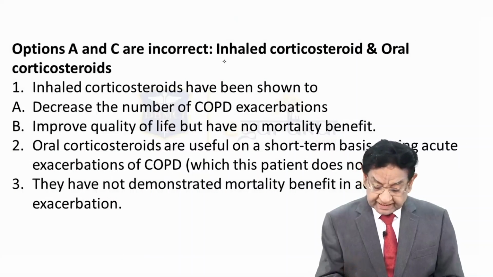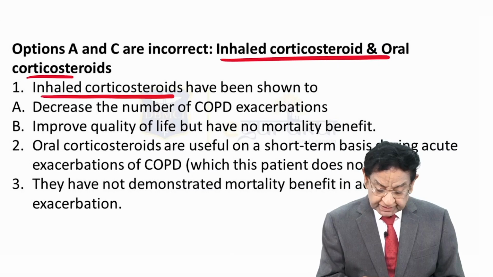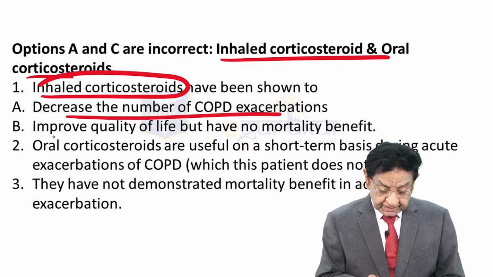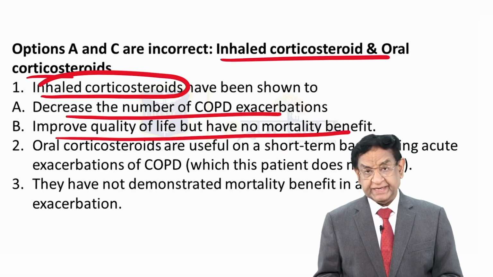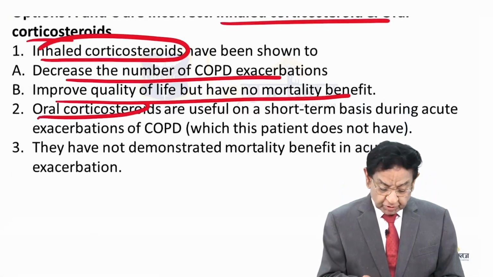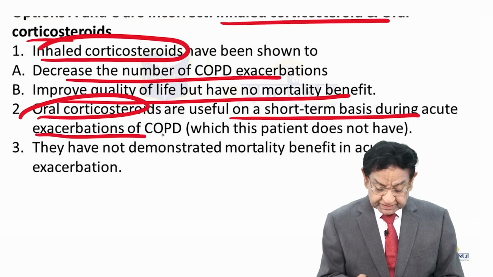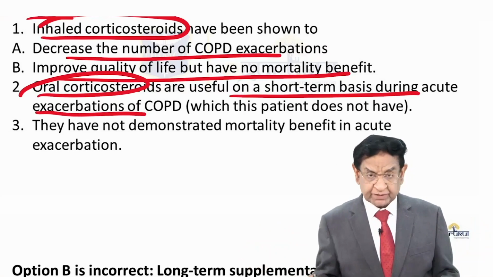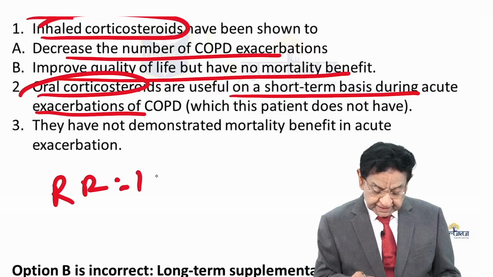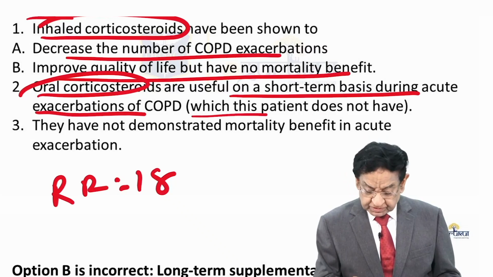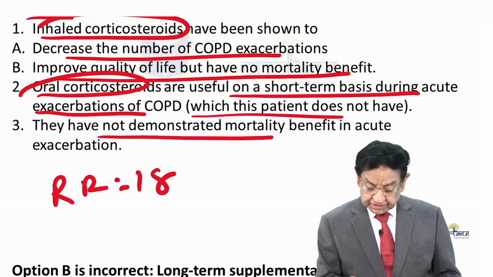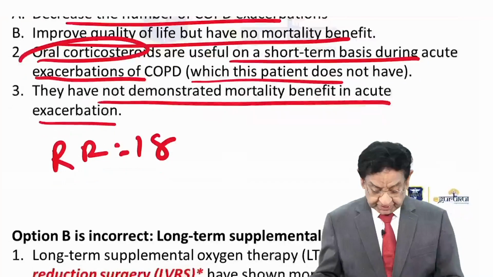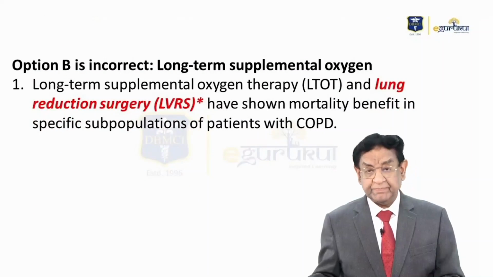Options A and C are inhaled steroid and oral steroid. Inhaled steroids are shown to decrease the number of COPD exacerbations. They improve quality of life, but they don't have any mortality benefit. Similarly, oral steroids are useful on a short-term basis for acute exacerbation of COPD. And our patient doesn't have any acute exacerbation, he's perfectly all right, there's no problem, even the respiratory rate is just 18 and there's no distress. They don't have any benefit in reducing mortality. What about long-term supplemental oxygen?